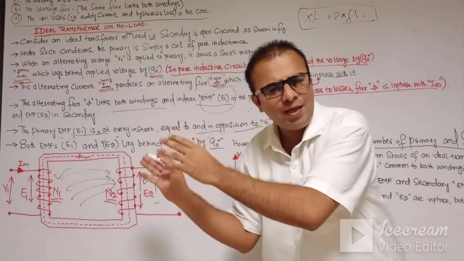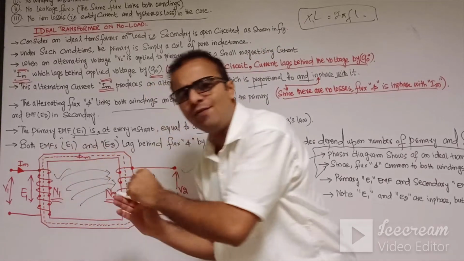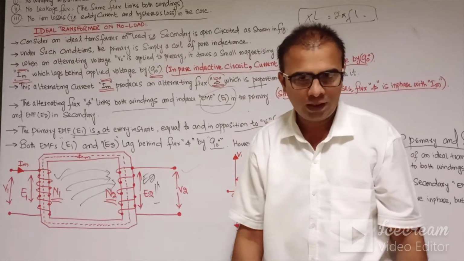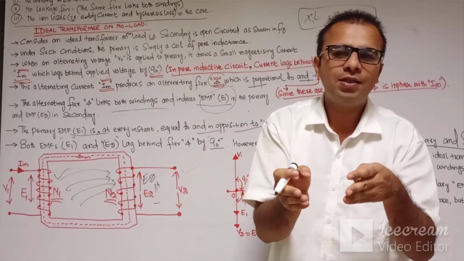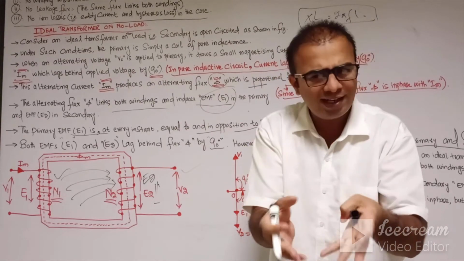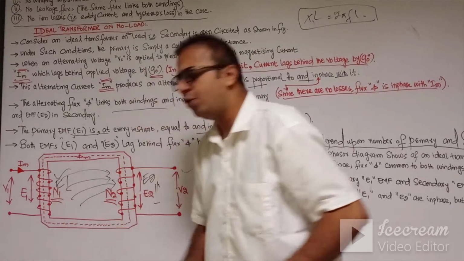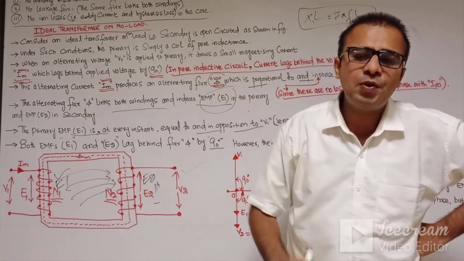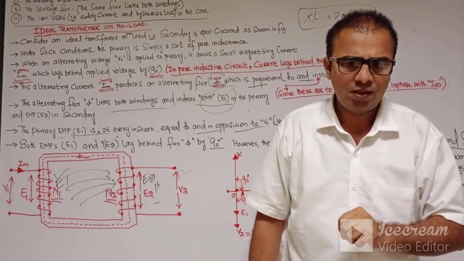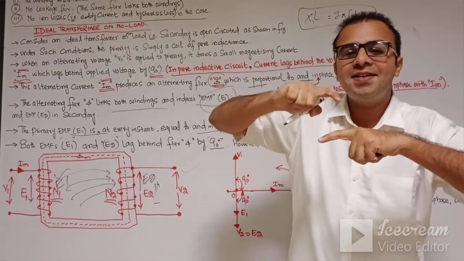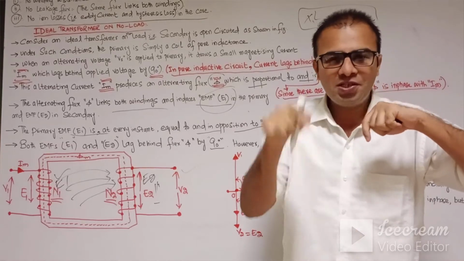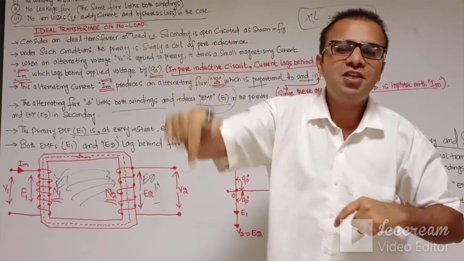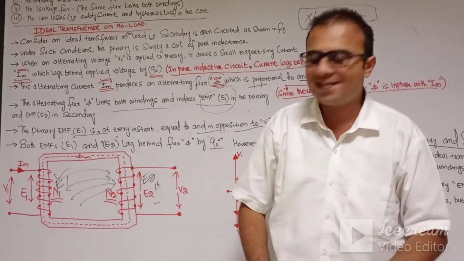You are going to connect the primary winding with the supply voltage, which is V1. So according to Faraday's law of electromagnetic induction or self-induction, E1 is produced in the primary winding of the transformer. That E1 is equal but opposite in direction to the applied voltage V1, according to Lenz's law.